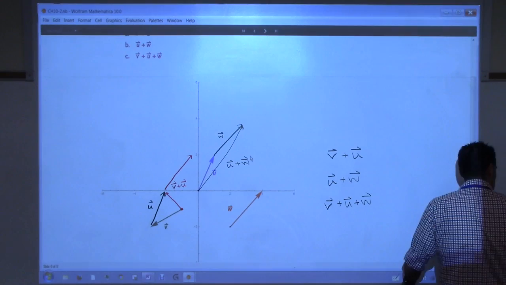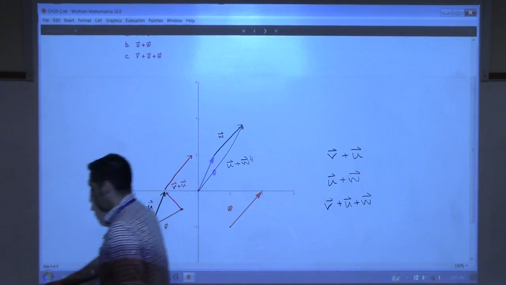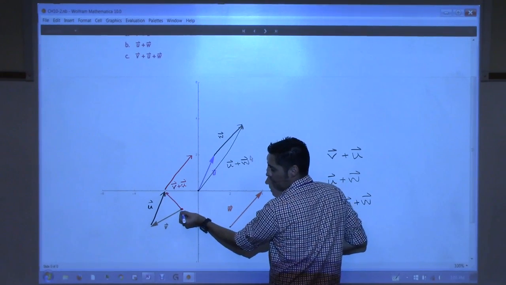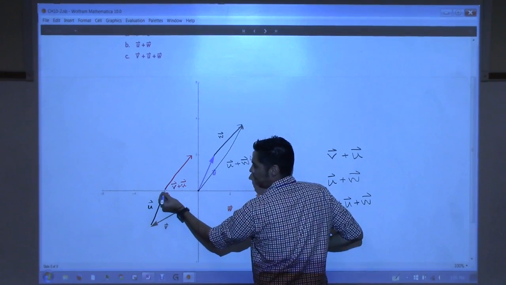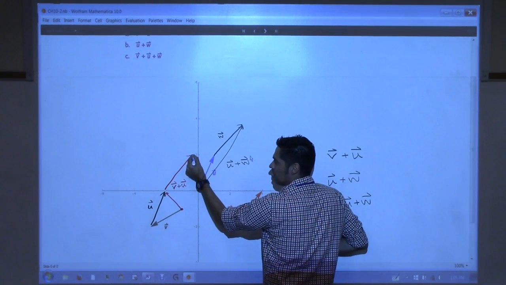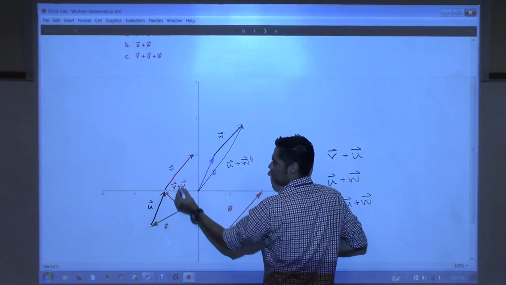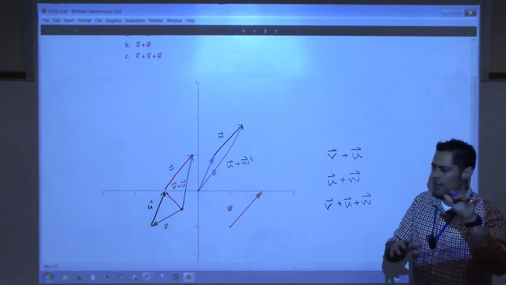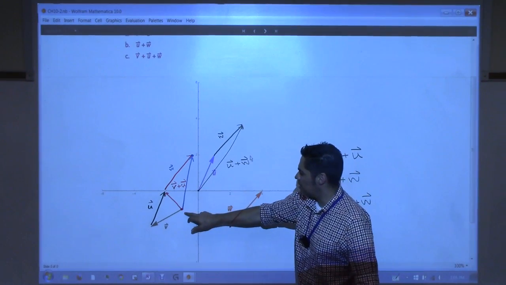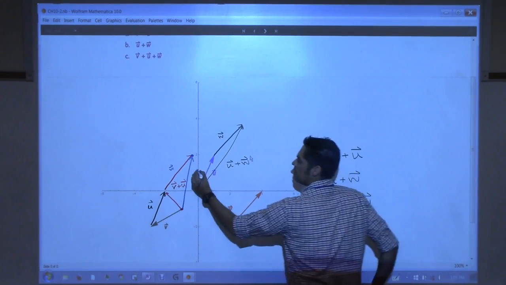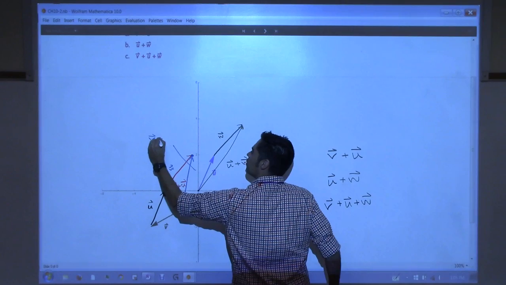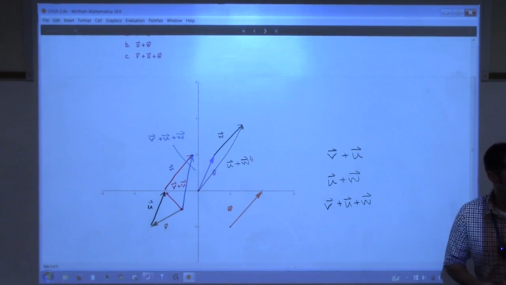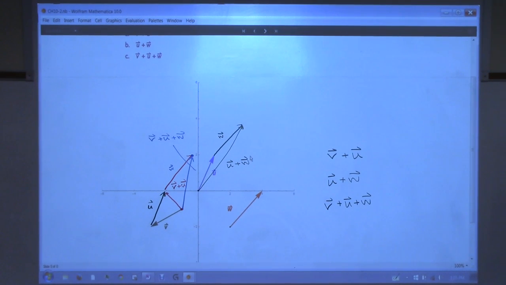So the vector v plus u plus w will start out at the tail of v, go out, up, up, and that'll attach to the tip of w. So going from here to here. I don't know how the color is going to come out on the video, but it's this blue vector going from here to here. That is the vector v plus u plus w. Any questions? Pretty straightforward? Yes?